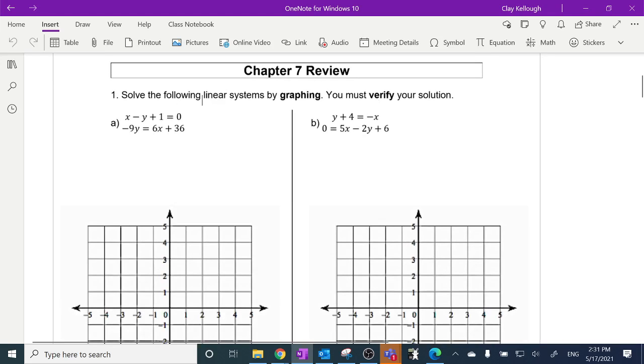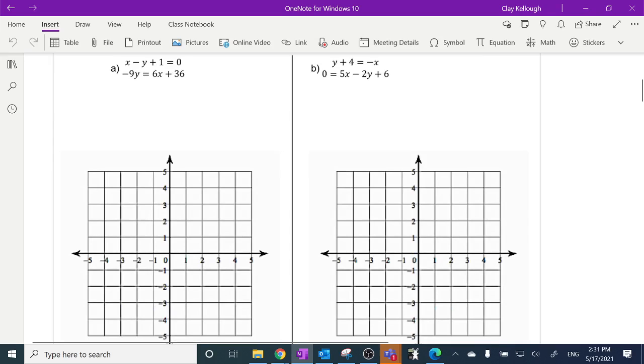Okay, so number 1. Do you want to do A, or do you want me to go through A or B with you? The first one. The very first one. Okay, so 1A. All right, so we're going to graph those two equations and see where they meet, because where they meet is the solution, right?